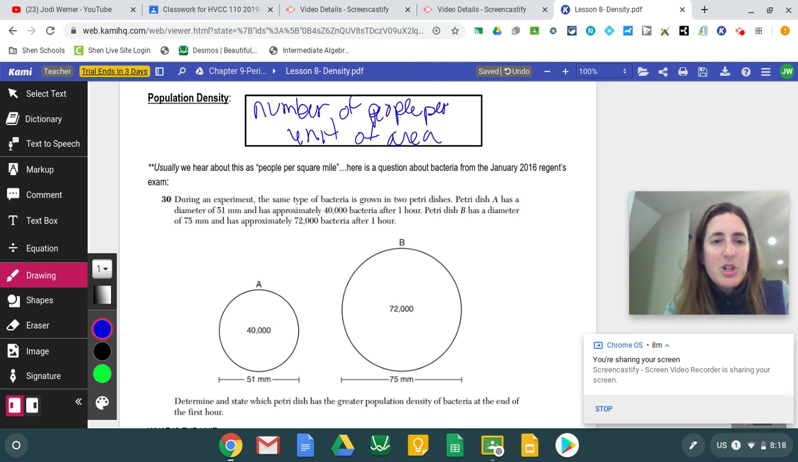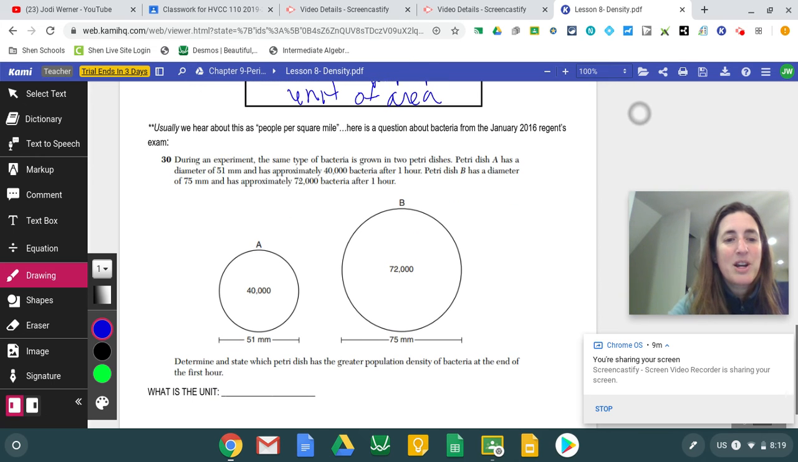During an experiment, the same type of bacteria is grown in 2 petri dishes. Petri dish A has a diameter of 51 millimeters and approximately 40,000 bacteria after an hour. Petri dish B has a diameter of 75 millimeters and approximately 72,000 bacteria after an hour. Determine and state which Petri dish has a greater population density of bacteria at the end of the first hour.